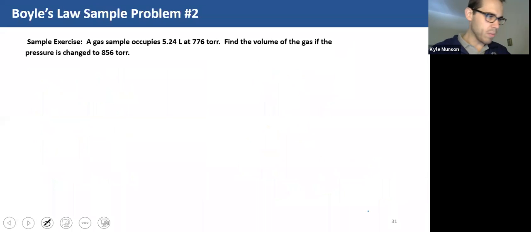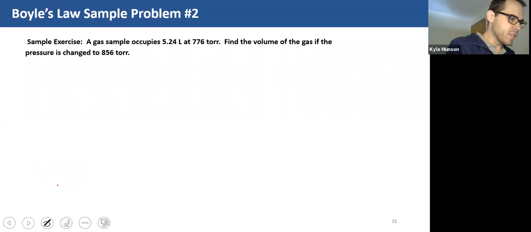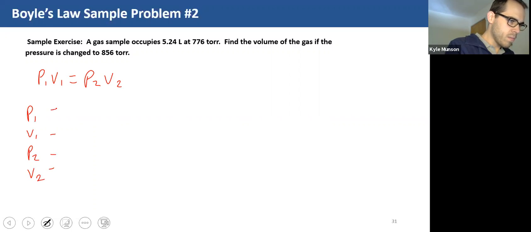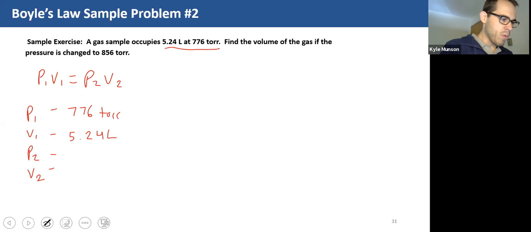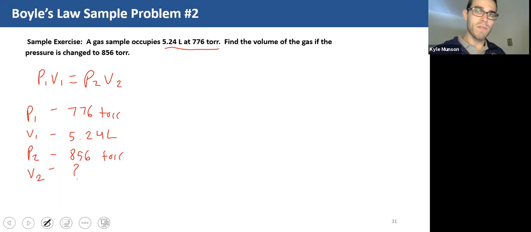Okay, let's do one more example. A gas sample occupies 5.24 liters at 776 torr. Find the volume of the gas if the pressure is changed to 856 torr. Okay, so let's again write our equation just so we're used to seeing it. P1 V1 is equal to P2 V2. Let's write down what we have. P1, V1, P2, V2. Okay, so P1 initially is 776 torr, and the initial volume is 5.24 liters. And we want to find the volume, so I don't know V2, of the gas if the pressure is changed to 856 torr. So why don't you pause the video right now and try to do this on your own, and then we'll compare together and see if we got the same answer.